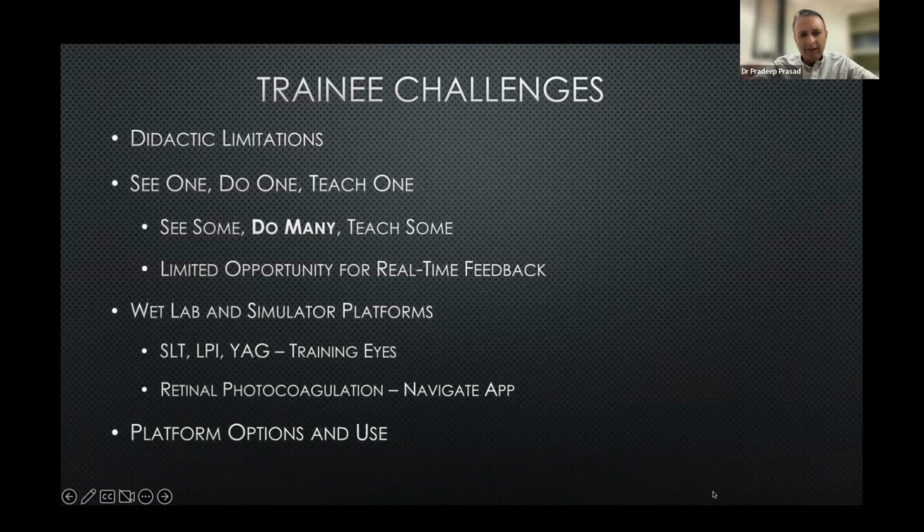And then finally, there are wet labs and simulator platforms that are available for surgical training, and certainly for laser training too. There are training eyes for other types of laser, but that doesn't really exist for retinal photocoagulation. And so there are technologies that are available to help support that, specifically the Navigate app, which I'll talk about a little bit later. And then finally, there are multiple platforms, as has already been described by the other speakers. There's multiple platforms and multiple indications, and so that can also be a challenge for teaching.